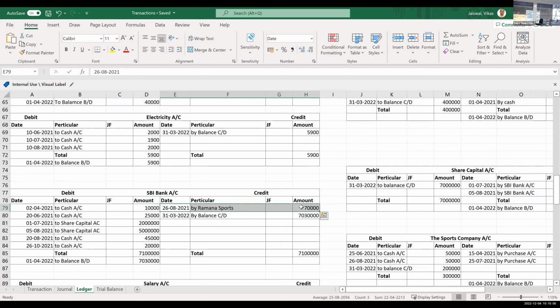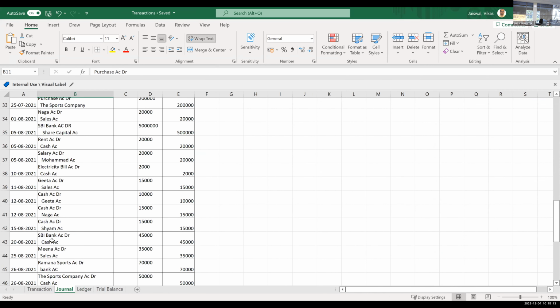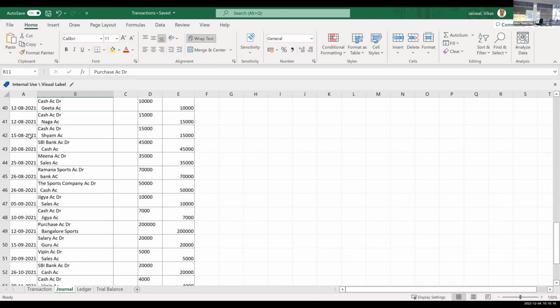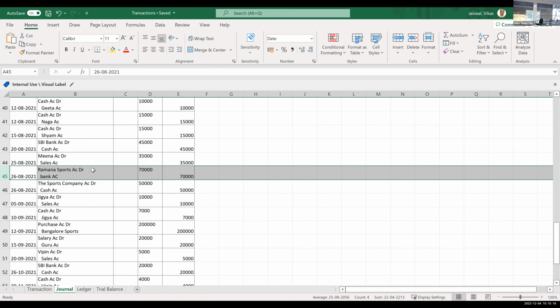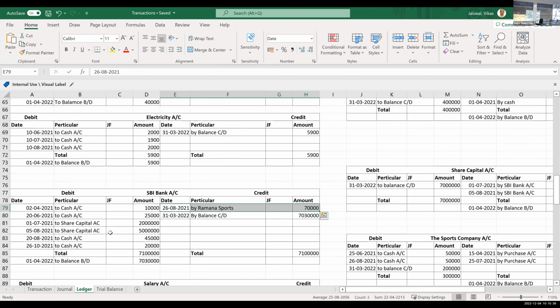The journal entry for this will be Ramana Sports account debited to bank. Look, the journal entry is showing it: Ramana Sports to bank. When you prepare the bank account, why am I going to the credit side? Bank is in credit only, so I have to go to the credit side of the bank and write by Ramana Sports, the same amount.